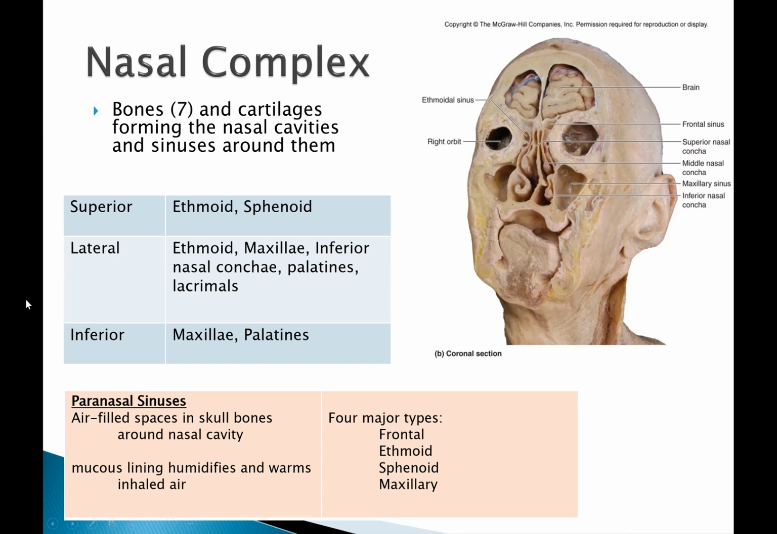So that's basically what this slide says. Don't worry so much about the specific details. Just know that the nasal passageway is very complex, and it has 7 different bones associated with it. Also associated with this tunnel are the paranasal sinuses.